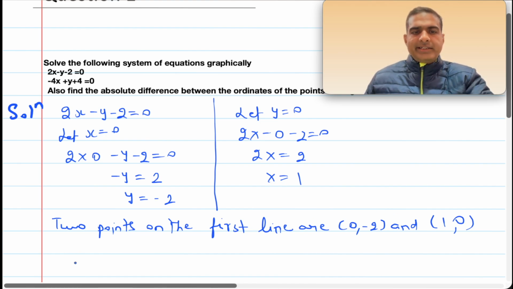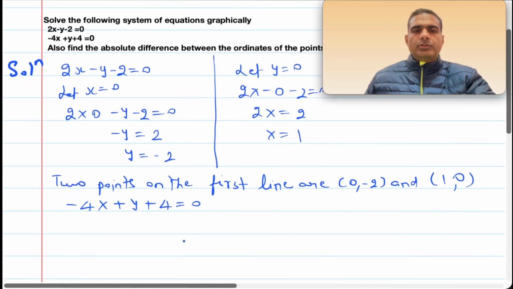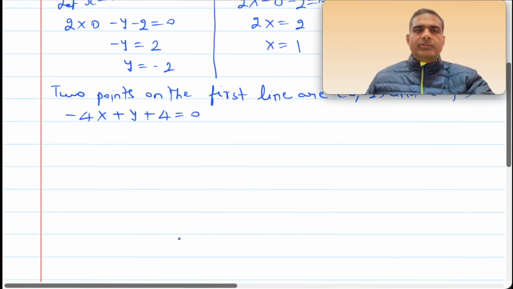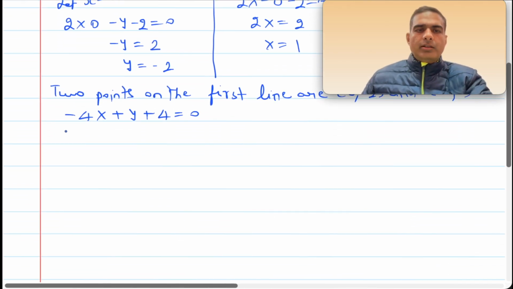Now taking the second equation. So second equation is minus 4x plus y plus 4 is equal to 0. So we will do the same thing with this equation also. So let x is equal to 0. So we will be getting minus 4 into 0 plus y plus 4 is equal to 0. So from here I will be getting y is equal to minus 4.